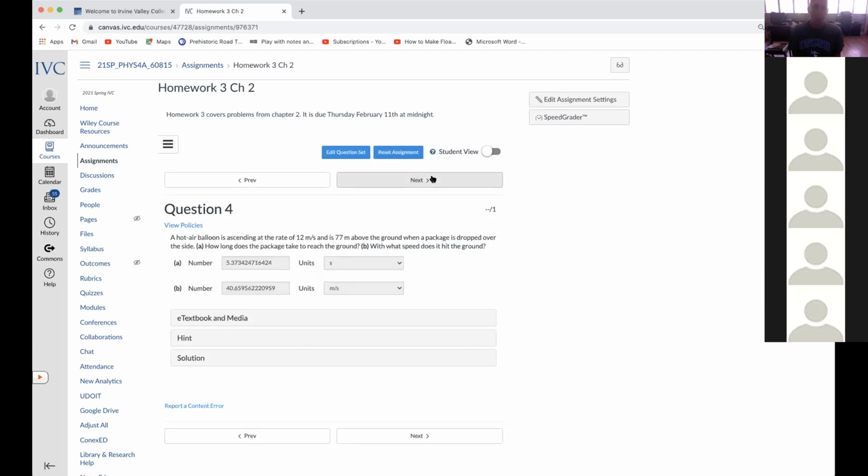Question 4 is a hot air balloon. There's everyone here, pay attention. You're throwing a sandbag or a package or whatever over the side, but it's ascending at 12 meters per second. The initial velocity of the package is not 0. It's the same as the hot air balloon. So as the hot air balloon goes up, everything attached to it is moving at that velocity.